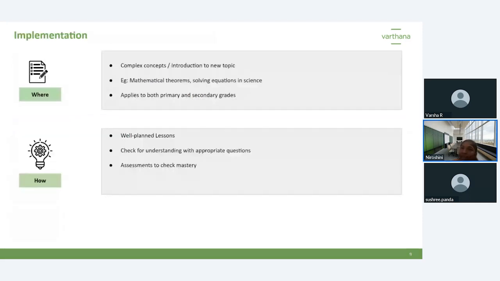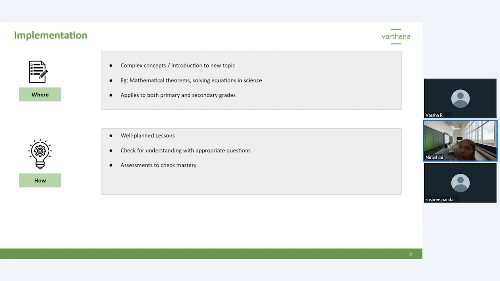Let's see how this method is generally implemented. Whenever in the curriculum the teacher introduces a new topic, this method is used. Also for complex concepts, if there is a complex topic that the child has to know, this is how it is implemented. Examples are mathematical theorems or solving equations, science experiments, etc. These methods are broadly used in both primary and secondary grades.